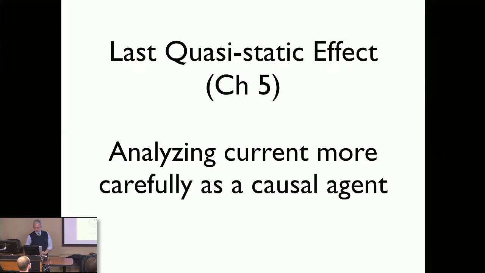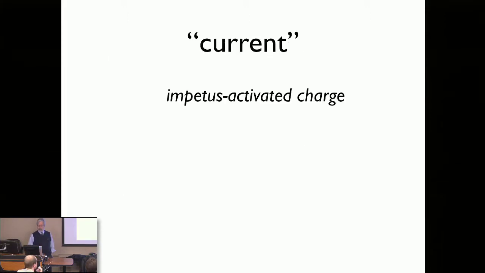Okay, so here we are in chapter 5 then, and we're going to learn more about how current is a causal agent. And of course, what we mean by current, that's shorthand for a massive substance with charge and impetus, or a massive substance with parts virtually present that have charge and impetus virtually in them. Okay, so it's shorthand for impetus activated charge.